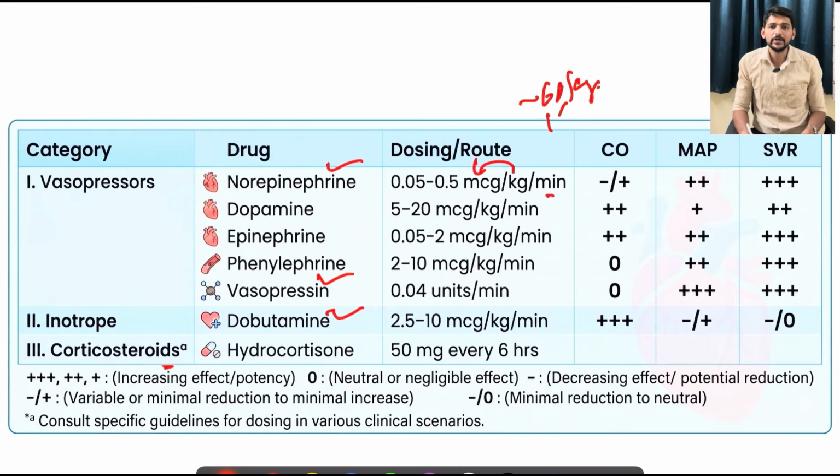What about steroids? If the individual requires two inotropes or vasopressors to maintain BP, but the mean arterial pressure is still less than 65, in that case we can choose hydrocortisone 50 mg every 6 hours.